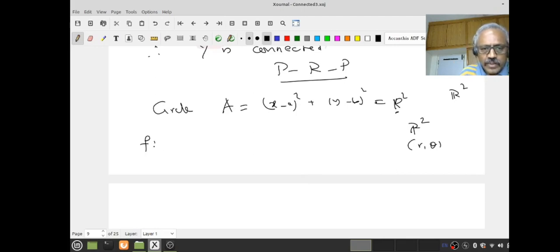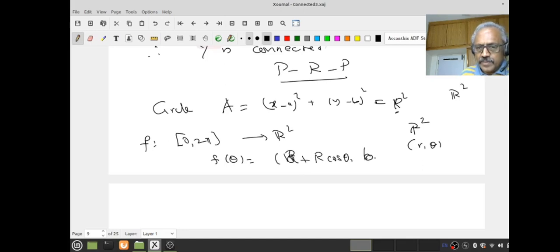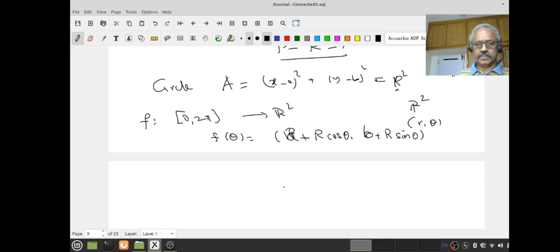So that gives an idea. What is the idea? Look at f from 0 to 2 pi to R2. What is the map? f of theta equals a plus R cos theta, and b plus R sin theta. Then all of you know f of 0 to 2 pi is the circle A, and we also know this is continuous, therefore A is connected. We will see other proofs also of connectedness later.